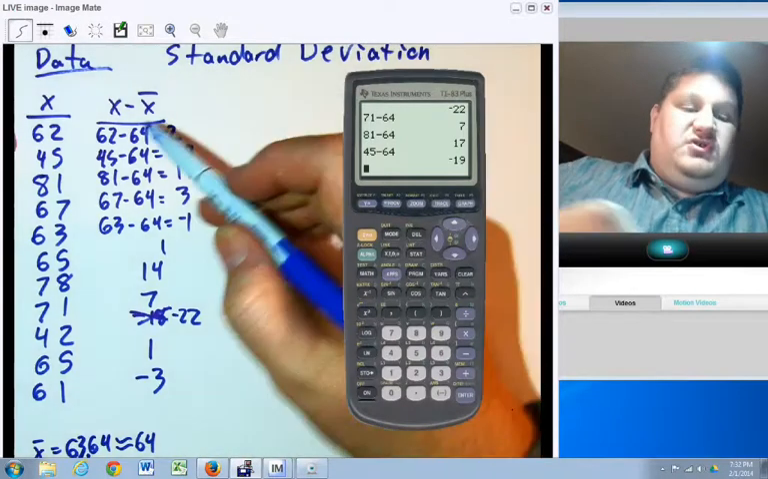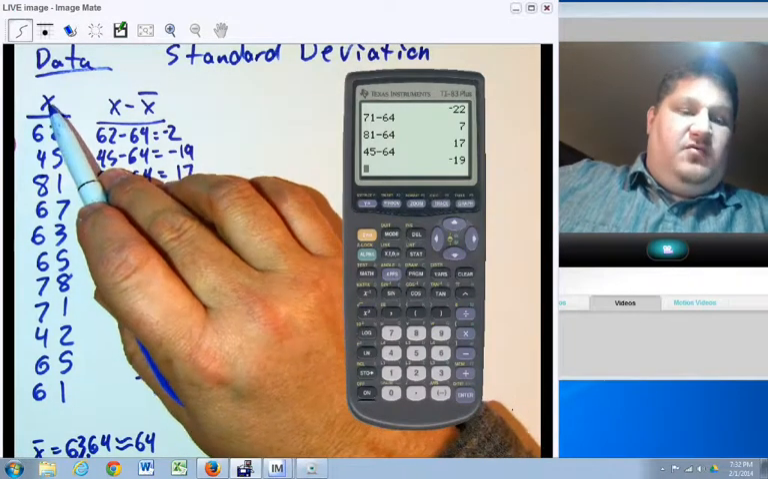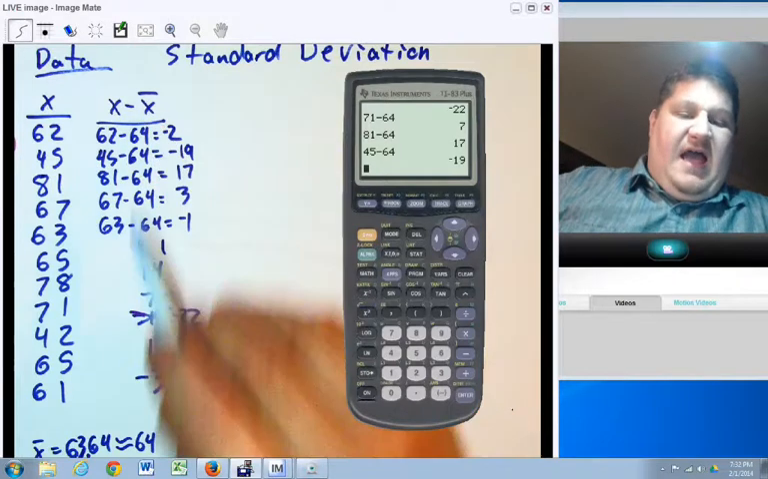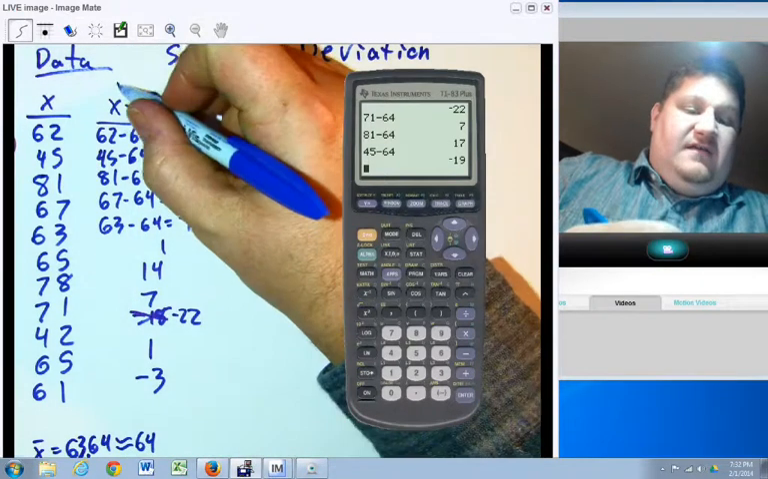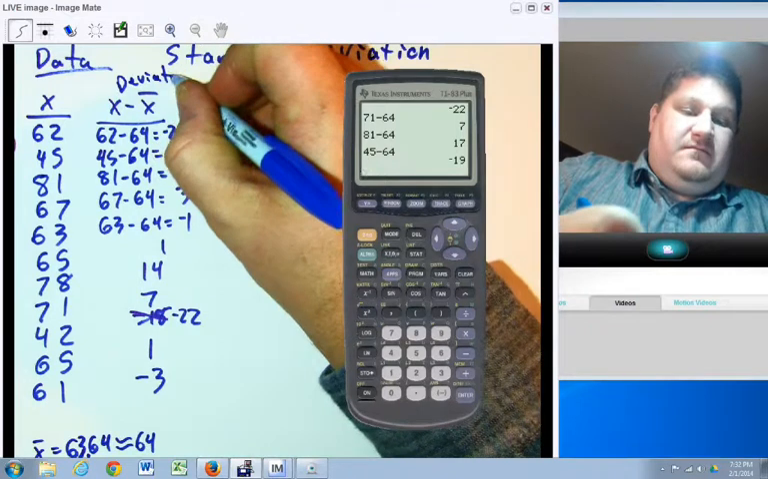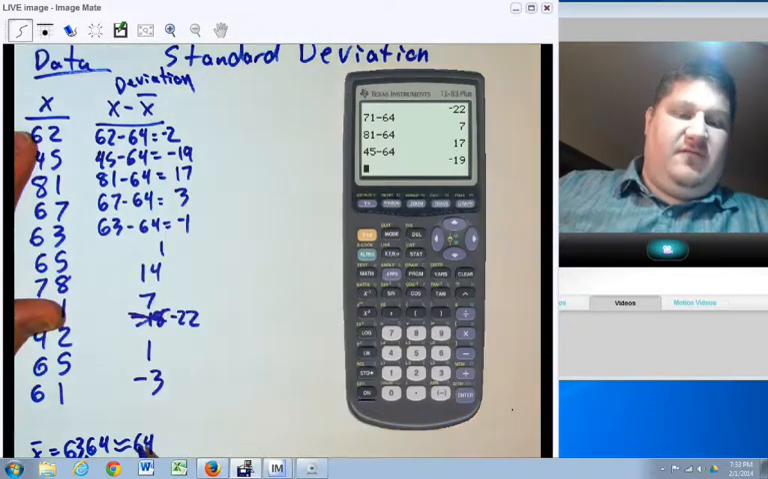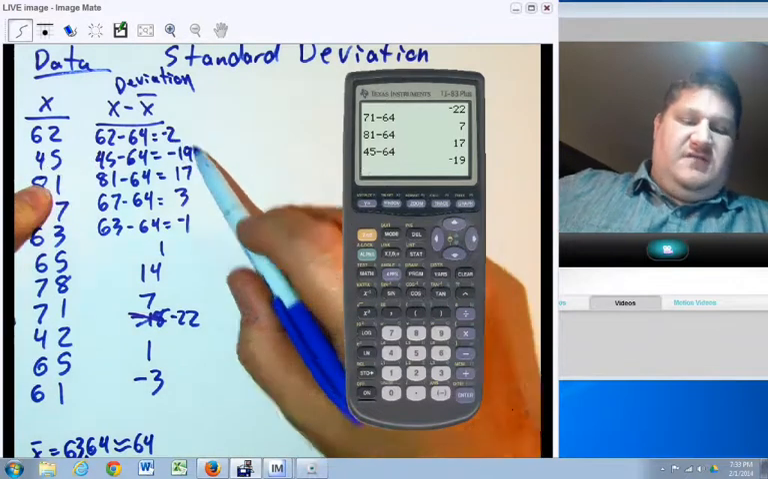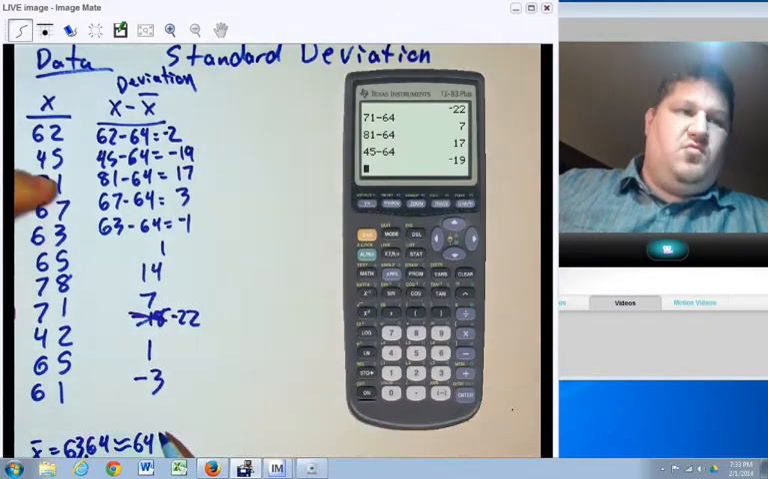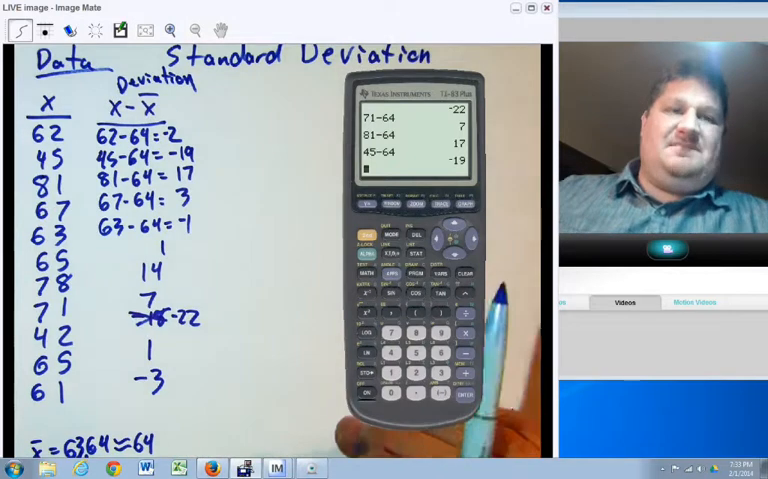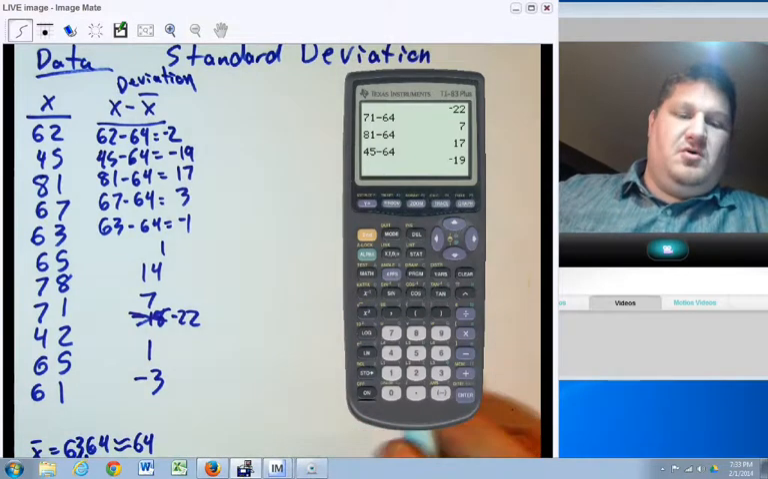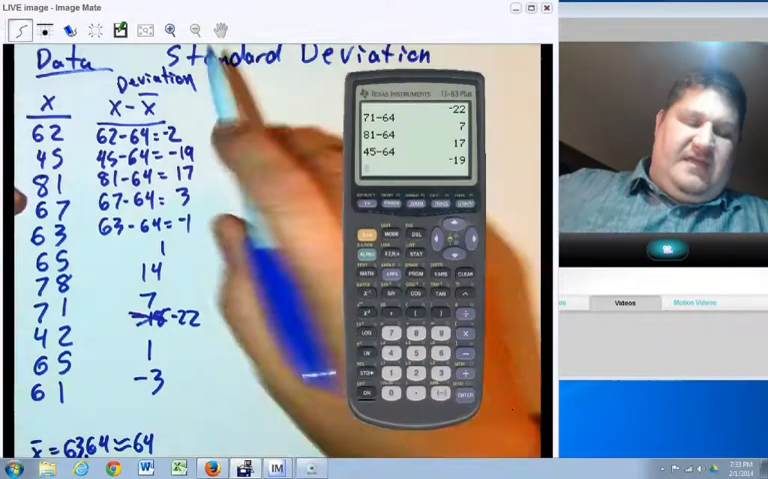Okay, so we have taken the data value and we've subtracted the average from it. This is the deviation. That is how much each of these numbers is from the average. Now the question is, this deviation is quite a bit different. So what would be, based on our data, an acceptable, standard, or reasonable amount of deviation? That's where we keep going.